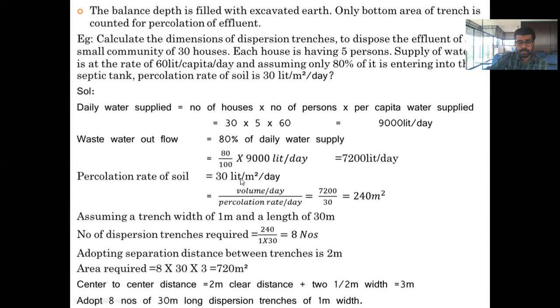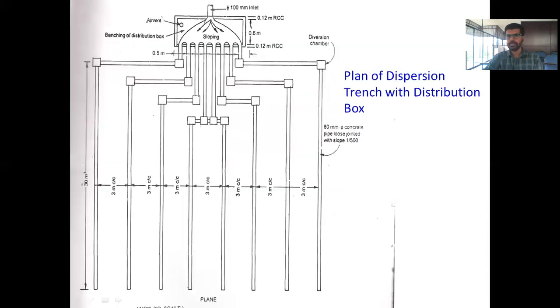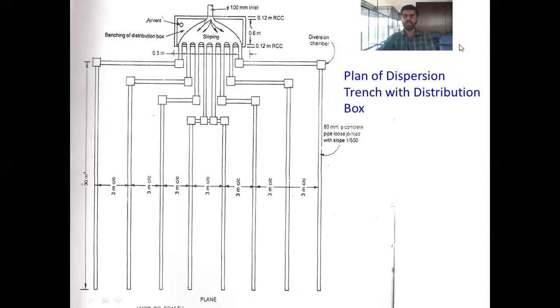So you can adopt 8 numbers of 30-meter long dispersion trenches of 1 meter width. Any doubt so far in the dispersion trench? Do you have any doubt?